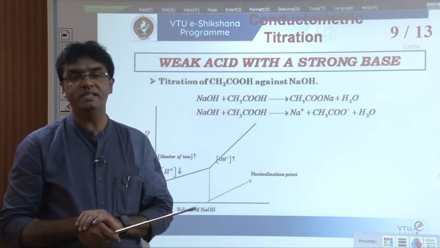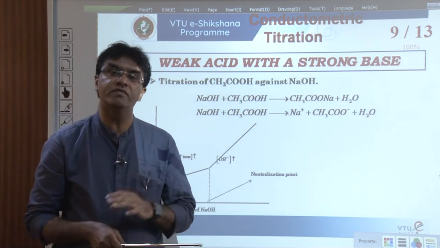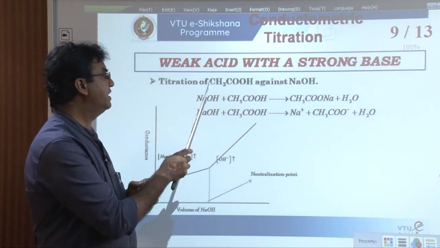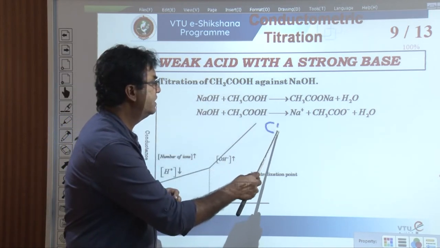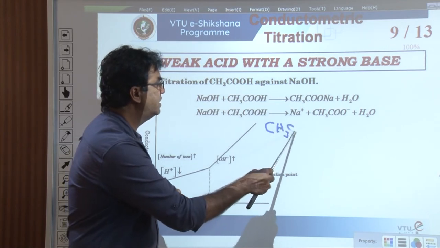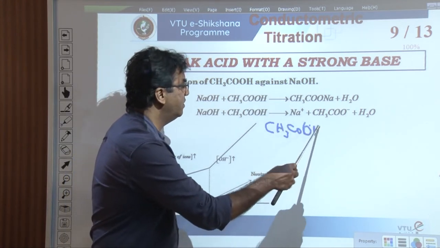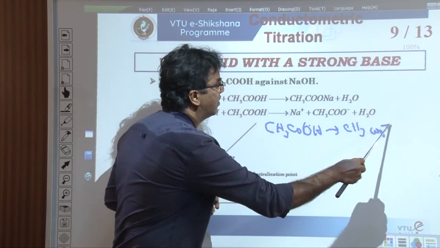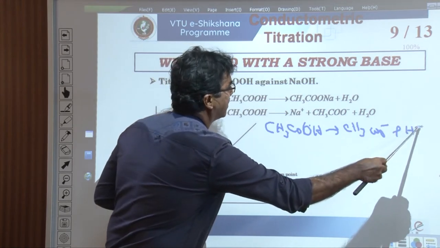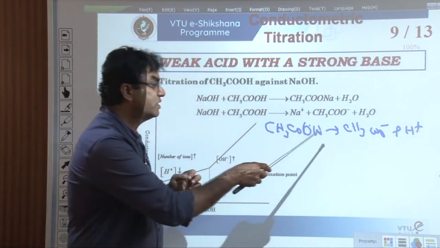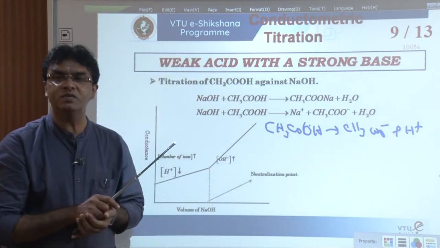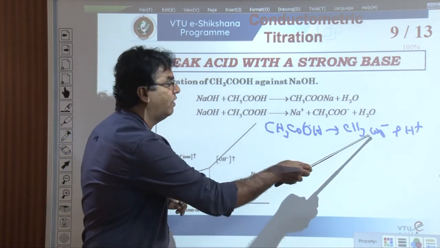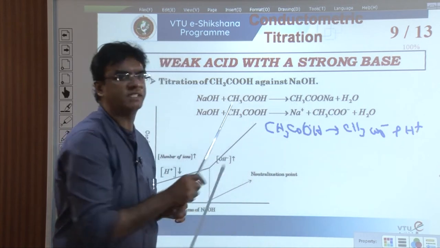You know that acetic acid is a weak acid. Being a weak acid, it is also a weak electrolyte. A weak electrolyte is one which dissociates partially. That is, acetic acid dissociates very partially, producing acetate ions along with H plus ions. But its dissociation is very less. Because of that, when you take acetic acid as a solution, it will have only very few acetate ions and very few H plus ions.